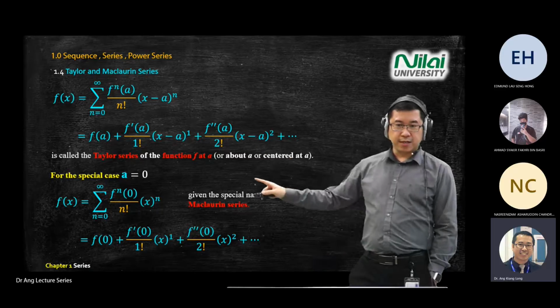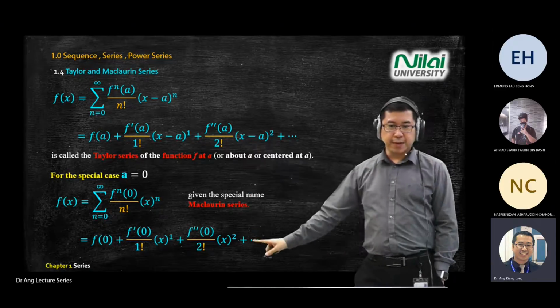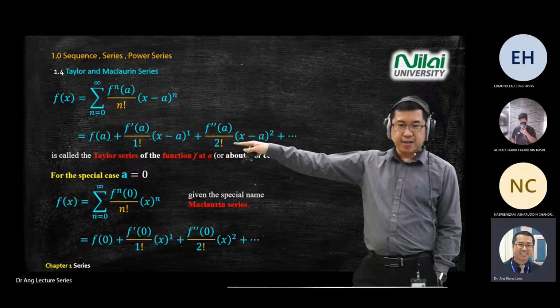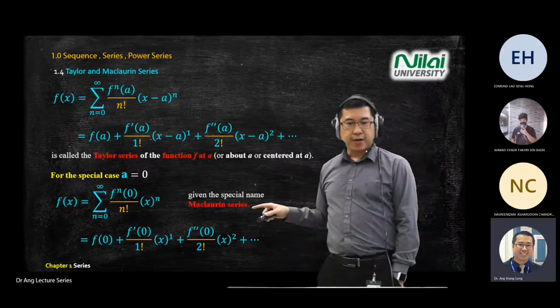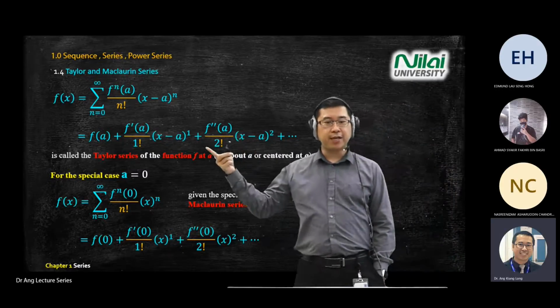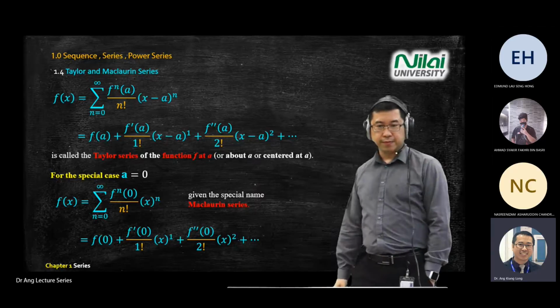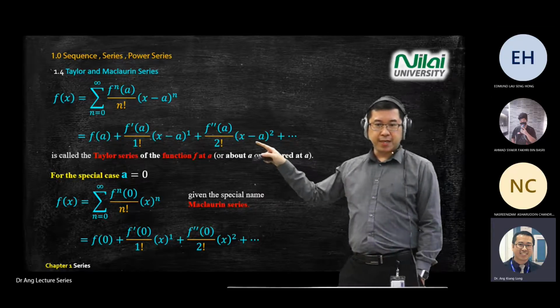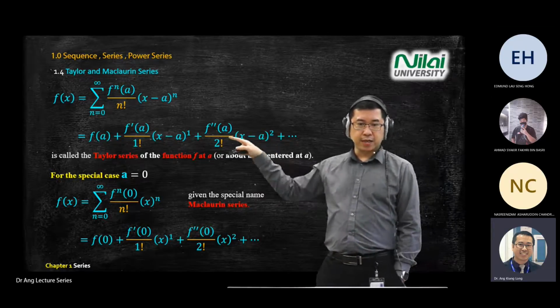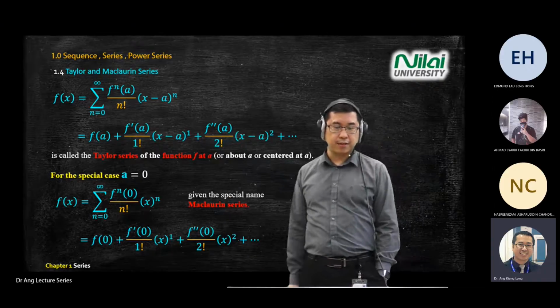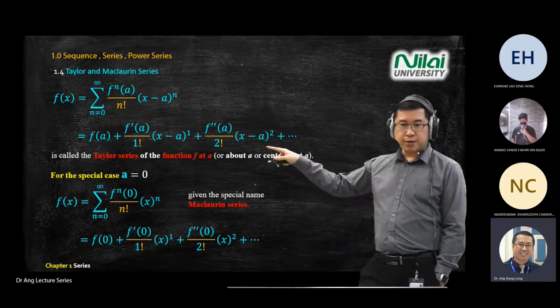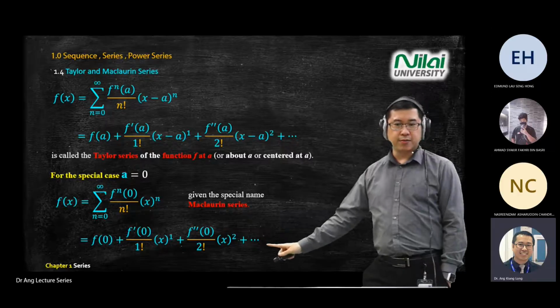Do you see the relationship? Actually, Maclaurin comes from the Taylor series. Or you can say Maclaurin is also one type of the Taylor series. Why? By replacing a equals 0 in the Taylor series, then you get Maclaurin. This is how you differentiate this one and this one.